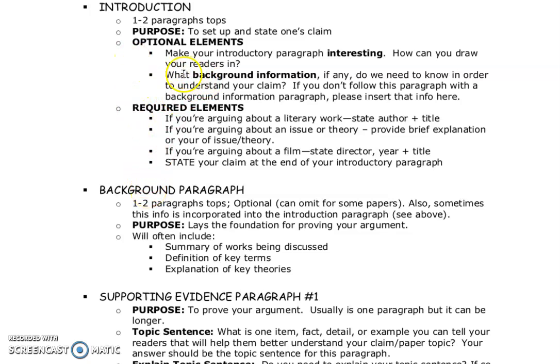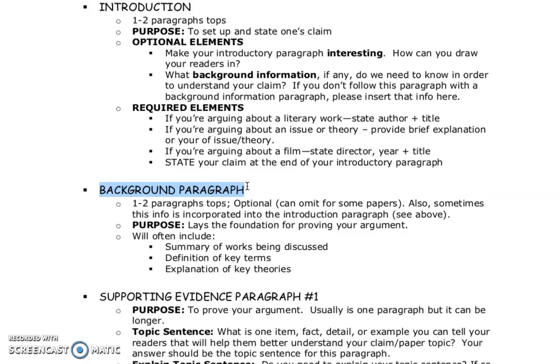I'm including the background information up here and I'm saying, hey, whatever we need to know in order to understand where you're coming from, you need to tell us that up front. You can either put that in the intro or you can create an entirely separate background paragraph. This is something that you need in this paper, and something I definitely expect to see. I've been using the term background paragraph with you for the last week or two, saying, oh, this would be great for your background paragraph. And this is what I meant by that.